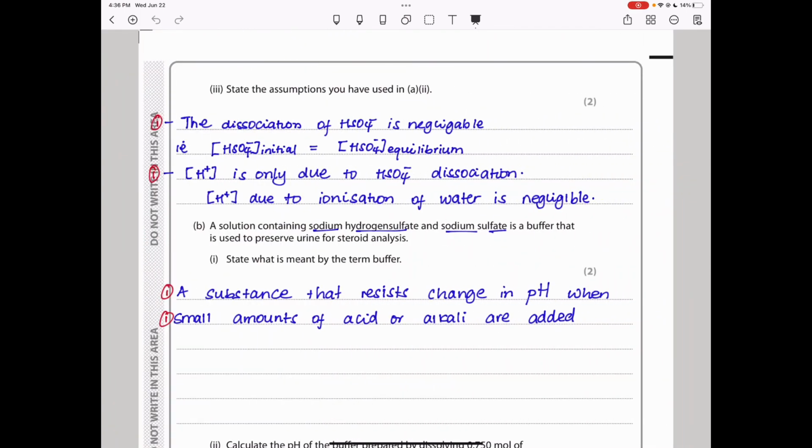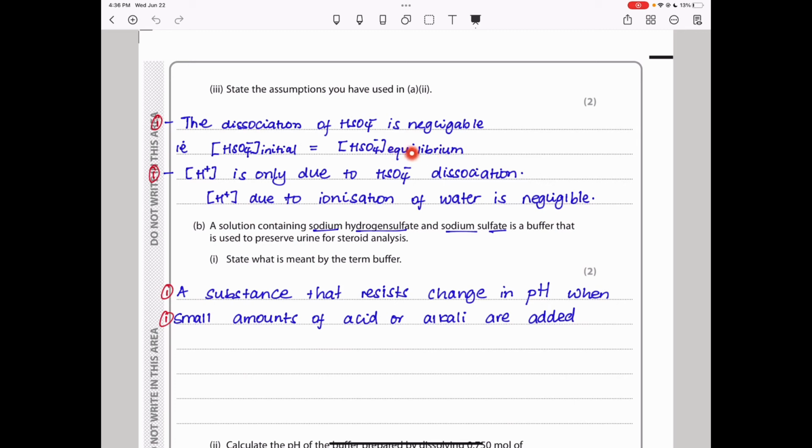Here they say, state the assumptions you have used in A2. Of course, this is easy. There are two assumptions we usually use. Number one, the dissociation of water is going to be negligible. And then number two is that the dissociation of HSO4 minus is going to be negligible as well. So the dissociation of HSO4 minus is really, really small, so the initial concentration of HSO4 minus is equal to the concentration of HSO4 minus at equilibrium.